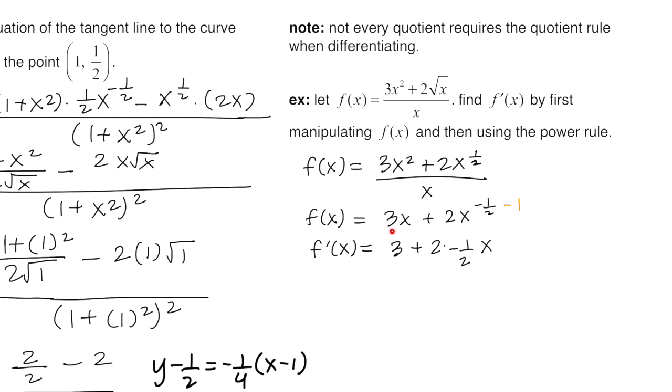So the derivative of 3x is just 3. To take the derivative of this term, I'm dropping the 2 down. Then you take this exponent, you multiply it to the front, and then we're going to take this exponent and subtract 1. Remember, to subtract 1, that's the same as 2 over 2. So really, this is negative 1/2 minus 2/2 would be negative 3/2. The 2's cancel, and we end up getting 3 minus 1 over x to the 3/2.